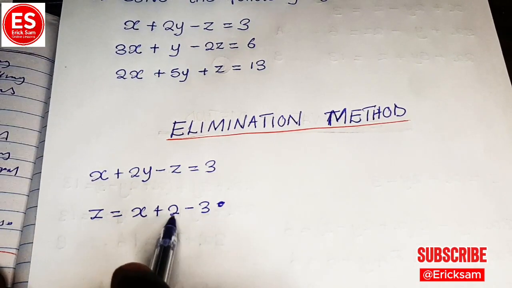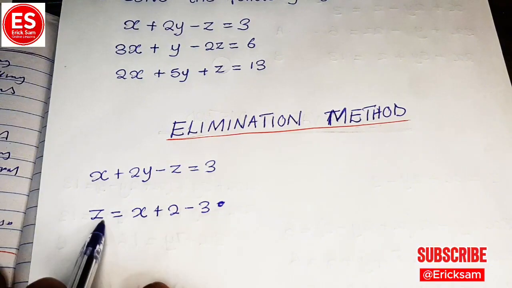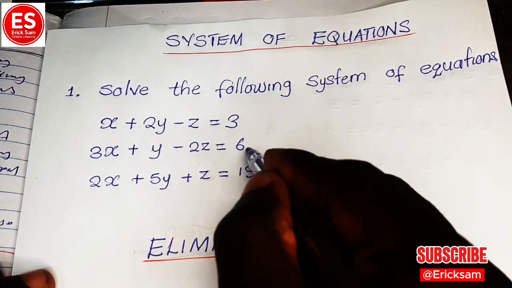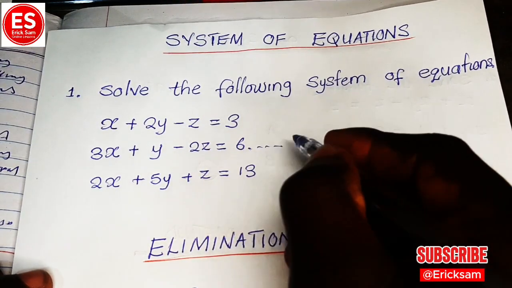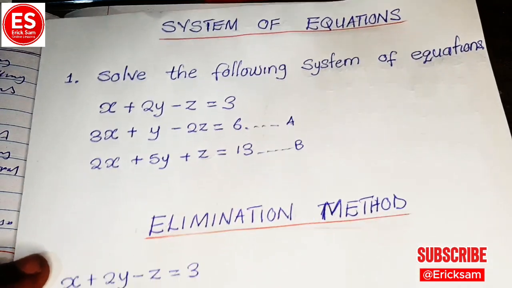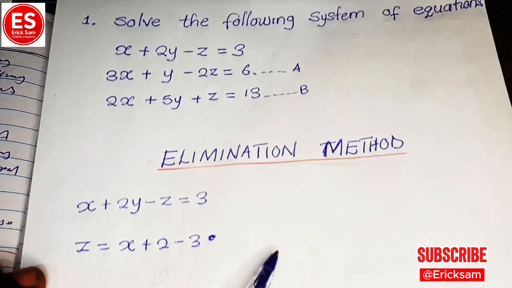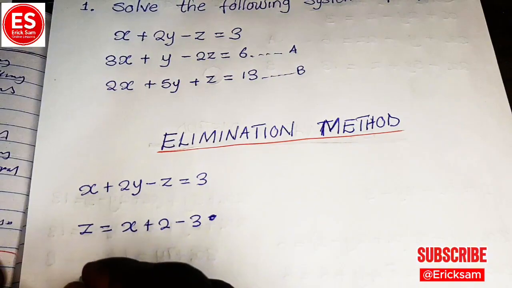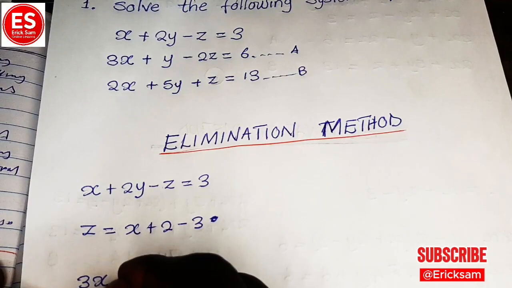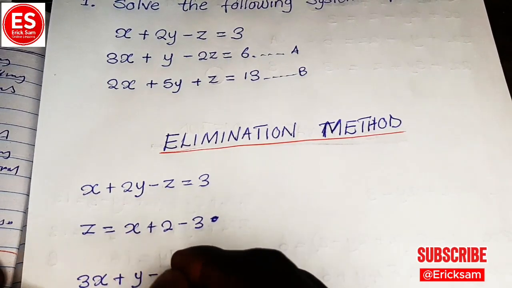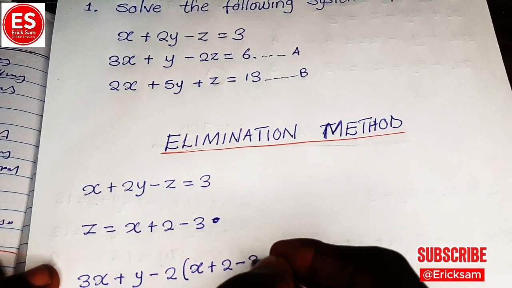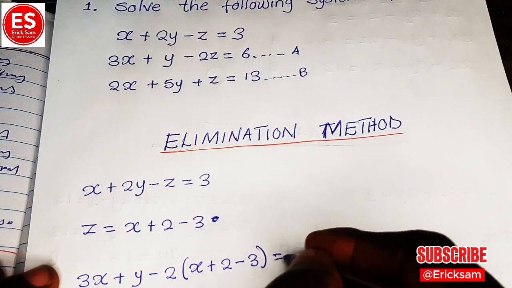Now we are going to substitute this expression, the one we've just manipulated, into the second and third equations. Let's label the second one A and the third one B. Let's start with A. Substituting in A, we have 3x plus y minus 2, and where there is z we put x plus 2y minus 3, equal to 6.